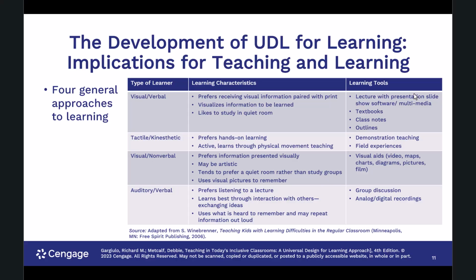They need the visual aids. They need videos. They need maps. They need charts, diagrams, pictures, film. They need all that stuff in order to cement that learning. Auditory and verbal learners, they prefer listening to the lecture. They don't necessarily need to see anything. They can listen and get it.